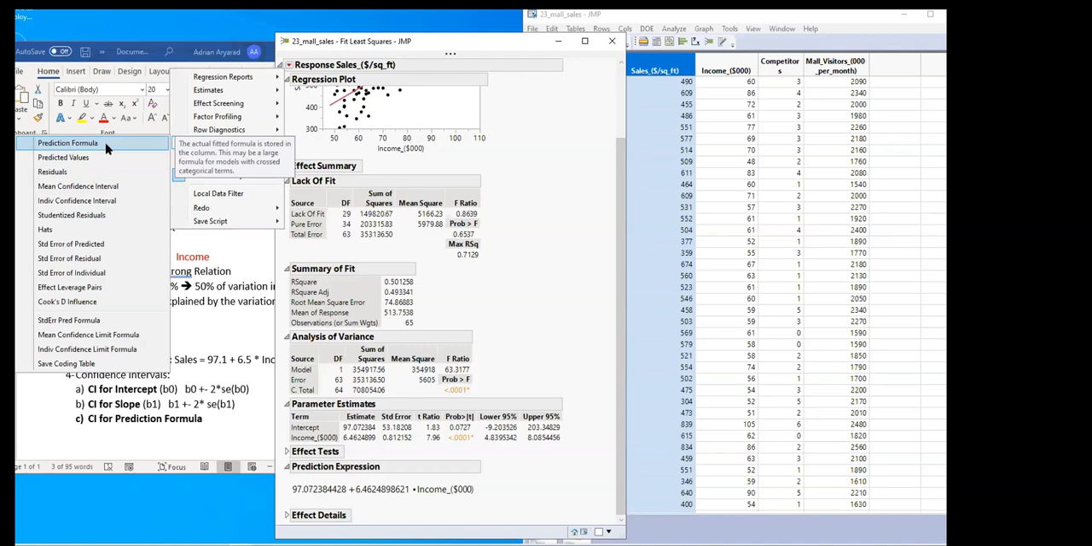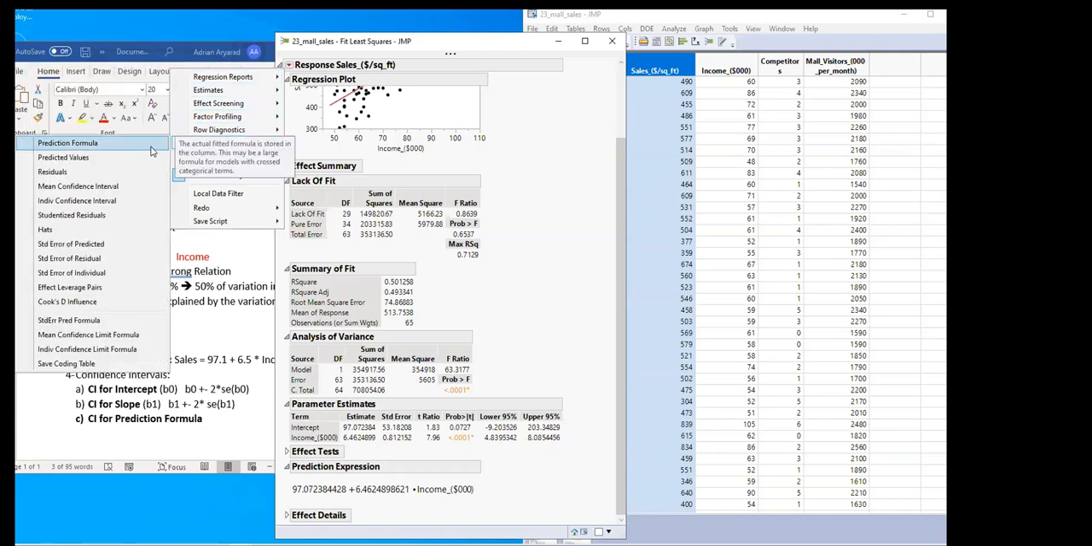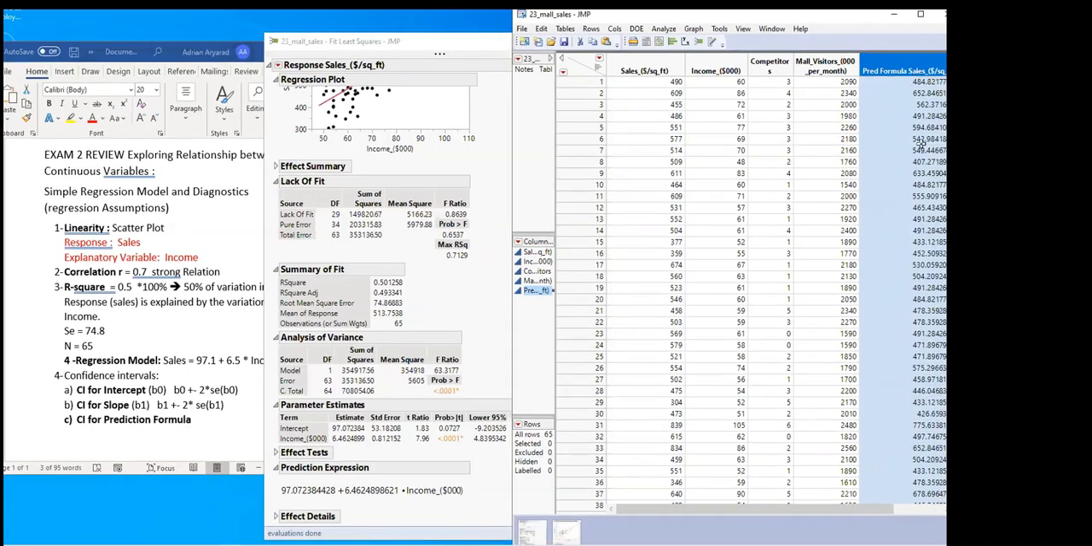So look what we have. We have the prediction formula, right? That's your sales values based on the regression model. So what the computer does, it substitutes values into income and gives you values for sales based on this formula, not based on the actual values. That's why we call it prediction formula. It's using the regression formula to calculate sales based on different values of income. So if I click here, look, at the end of the right-hand side of my data set, the prediction formula values are calculated right there and down to the end.